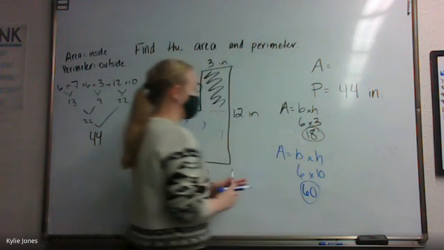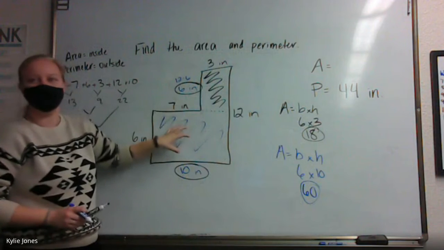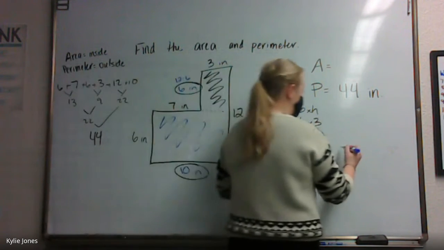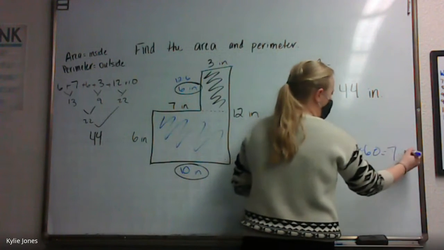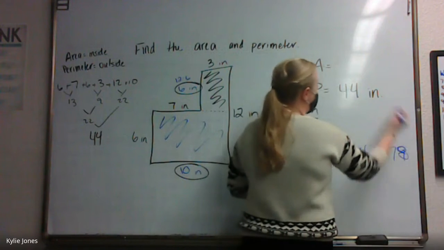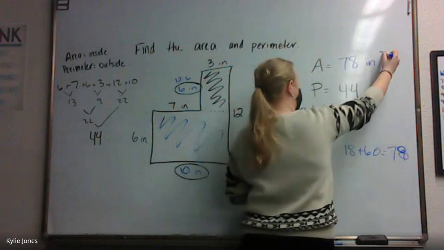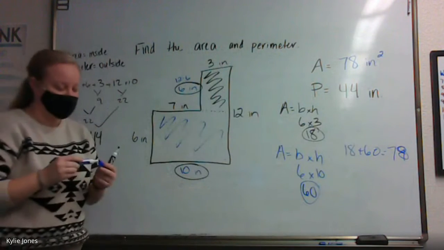60. So now that I have the area of this blue shape and the area of the black shape, what do we do? Add them up. 18 plus 60 is what? 78. I don't know why I wrote 9. 78 inches, what? Squared. There's our answer. How'd you guys do on that?